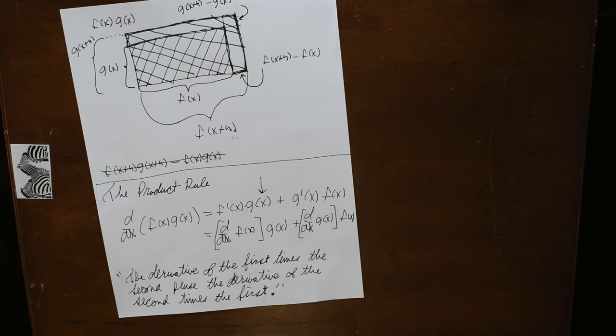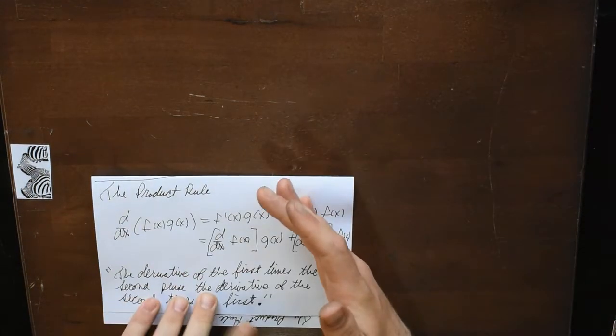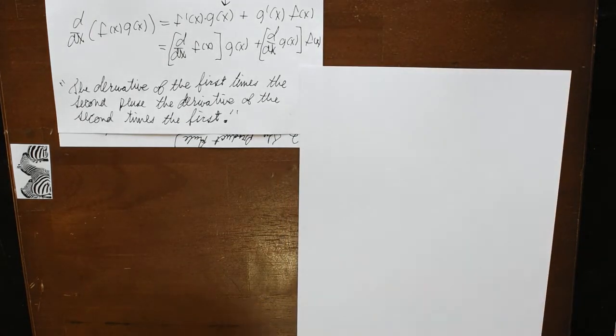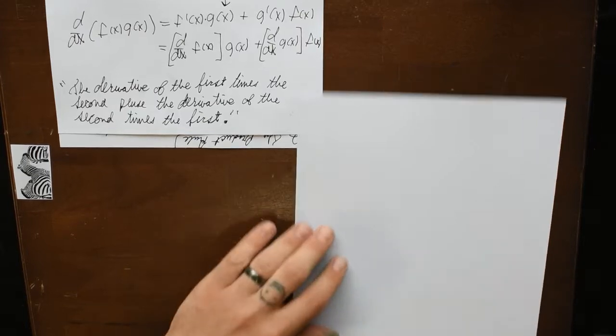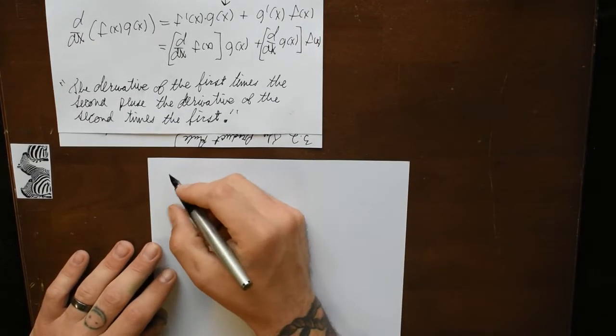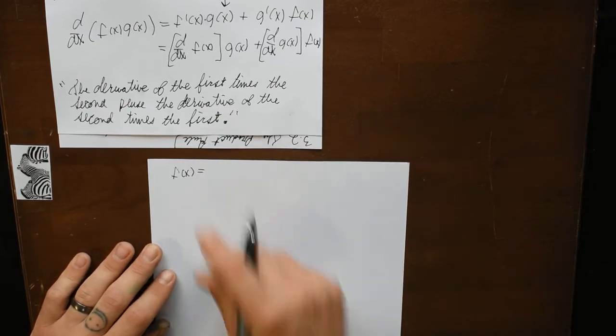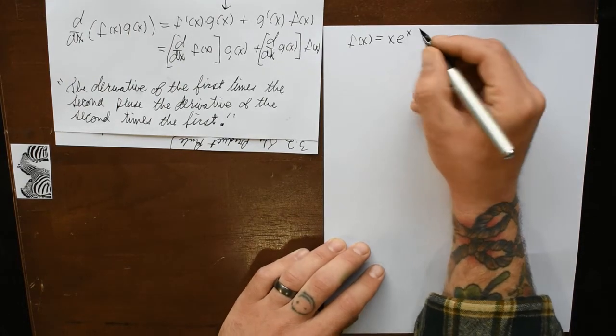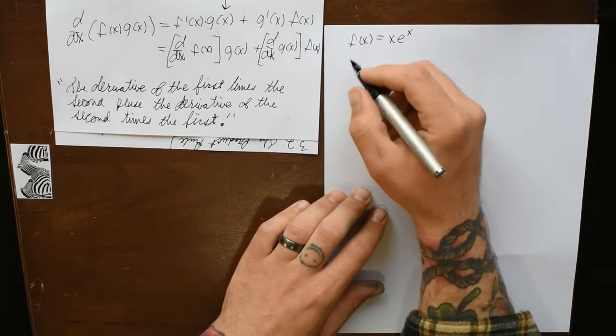Examples. Cool. So our example. That's good. That's right there. And what I actually want to do, let's keep this up. There's our product rule. I need another piece of paper. And let's do some examples. So what we have is if f of x is equal to x e to the x, we want to find f prime of x.